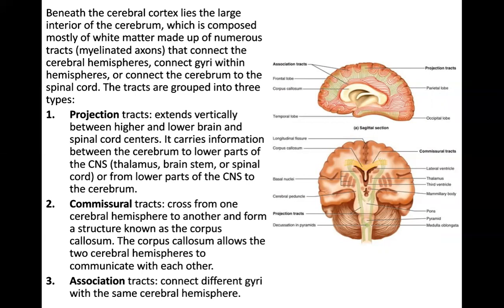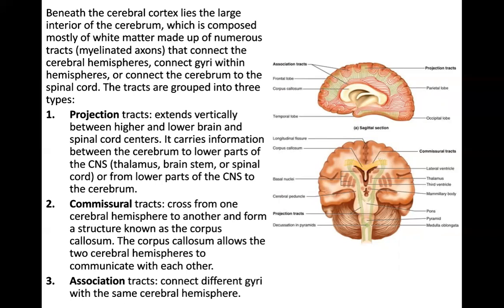If you look hard enough in our bottom picture there, we even see where those signals are crossing over, decussating in our medulla, as we talked about earlier. Commissural tracts are shown here in both images. Not so much in the top image, that's a sagittal section, but we do see a structure form from our commissural tract, what we call the corpus callosum.